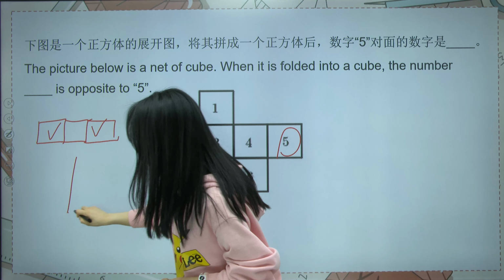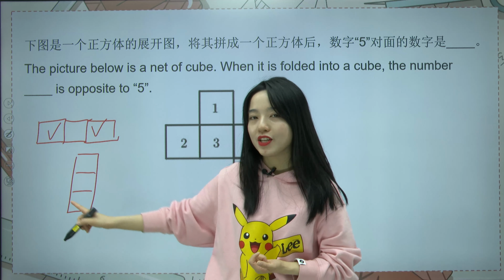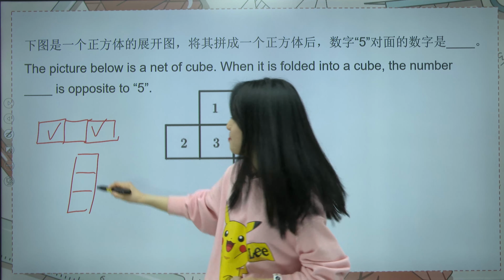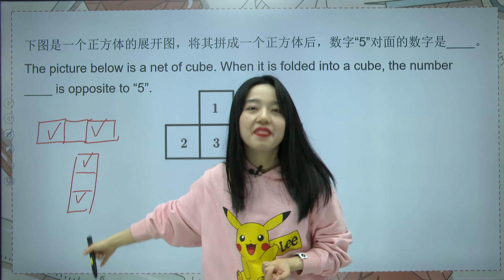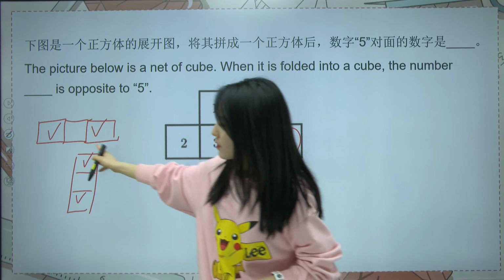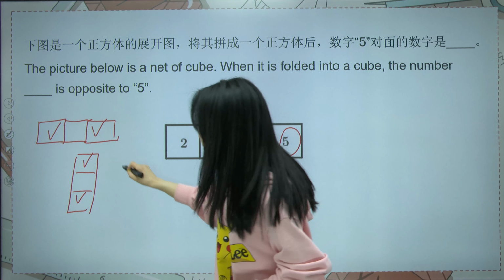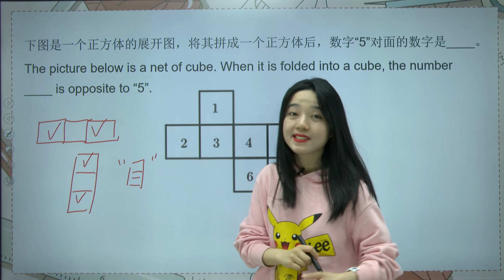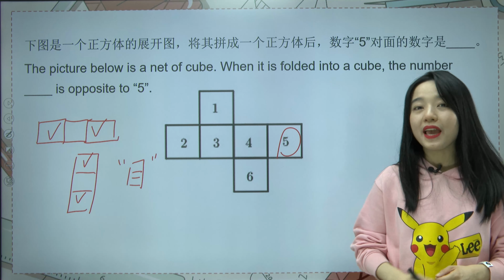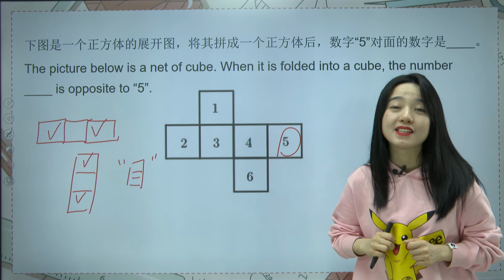If you rotate it or put it in a vertical way, can you still find opposite faces here? The same relationship. The top one and the bottom one, they are opposite. What does this shape look like, do you think? It's really like a Chinese character, mu. So, if you can find mu in the net, you can find opposite faces on both sides of it.